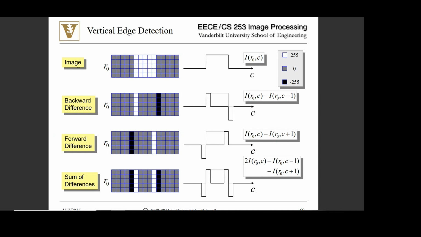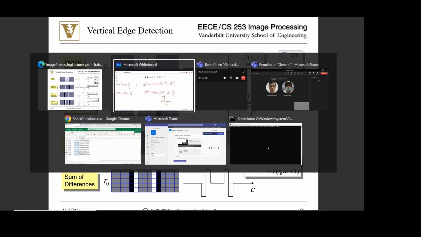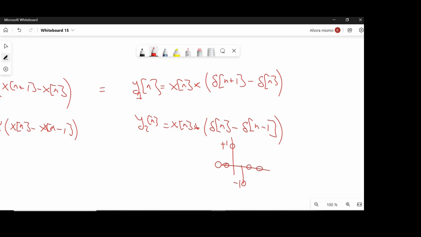And then we can add both. So we can add these two, and then we would have this kind of response, and it is simply these two expressions. So we would have this one. Okay. So now we can detect edges of images, at least in this direction. And for instance, let's say that I want to express that as a convolution. Now we have images.